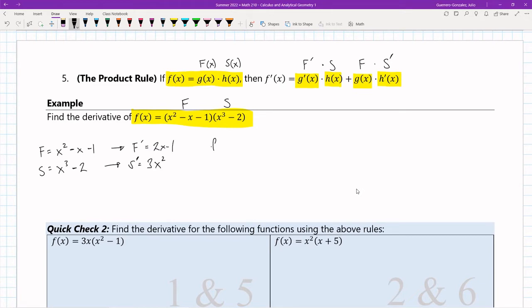So f prime of x is going to be the derivative of the first, 2x minus 1, times the second, x cubed minus 2, sorry, plus the first, x squared minus x minus 1, times the derivative of the second, 3x squared. And we are done. Okay.